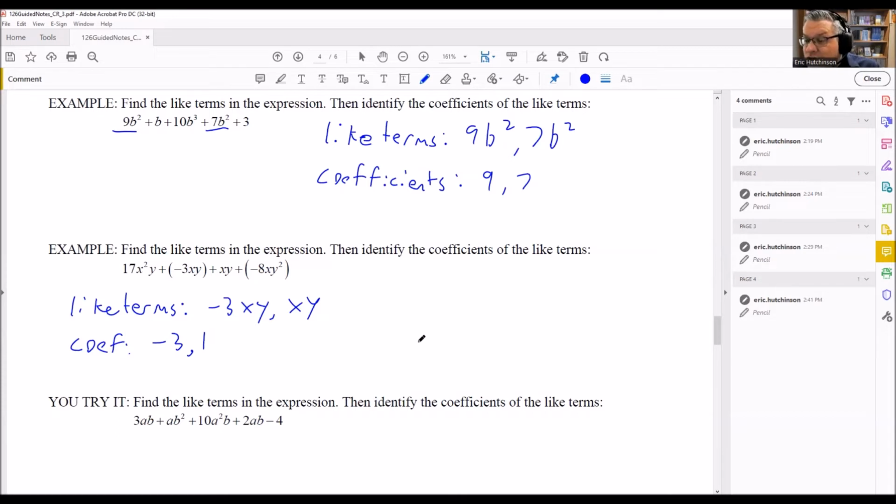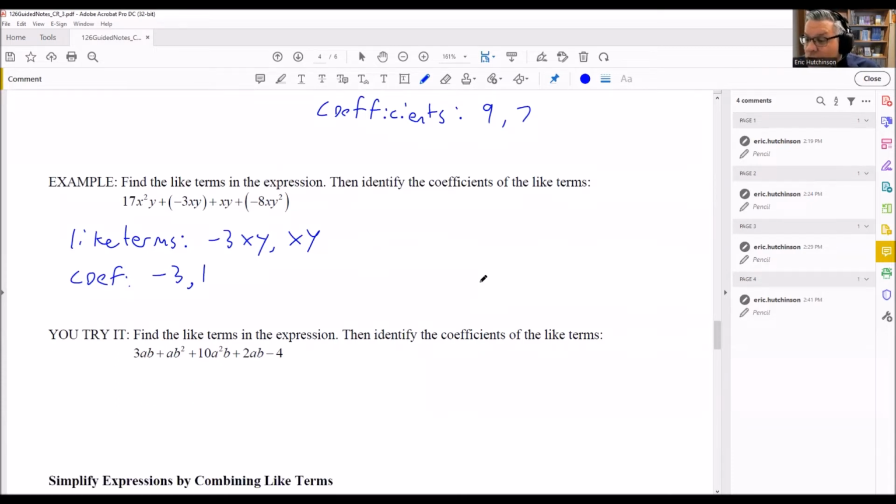So let's try this. Let's do this one here. Identify the like terms and the coefficients of the like terms. You have to have the same variable and the same exponent. I have a x squared here. I have a squared b. That's not like terms, but I have 3ab and I have 2ab. Those would be the like terms.